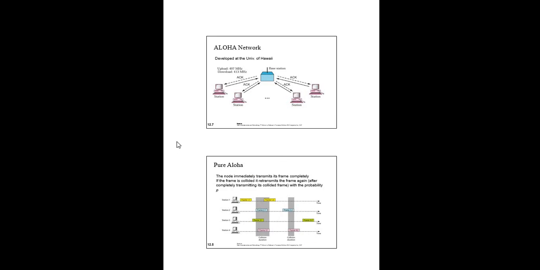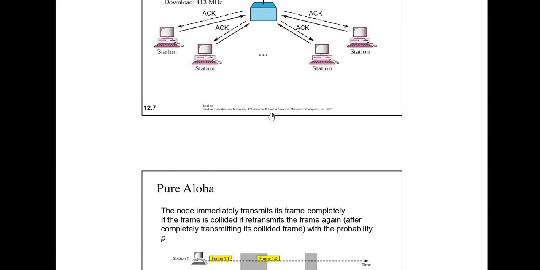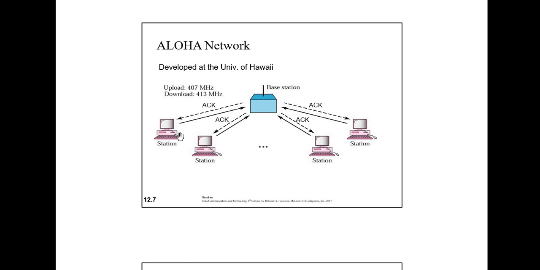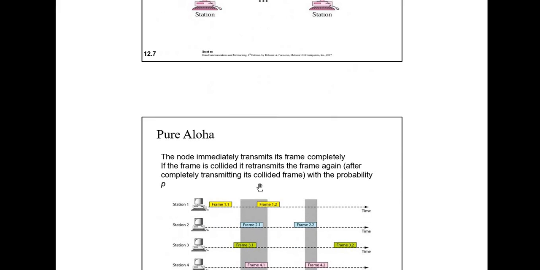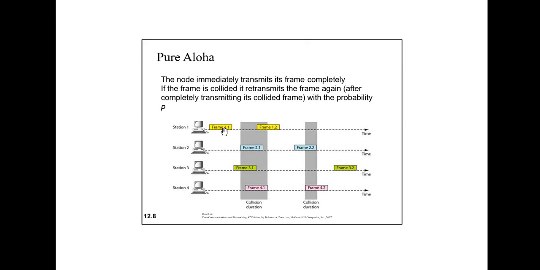Aloha network. A station that has data can transmit the data to the base station and get its acknowledgement. In pure Aloha, whenever a station has a frame, it simply transmits the frame.